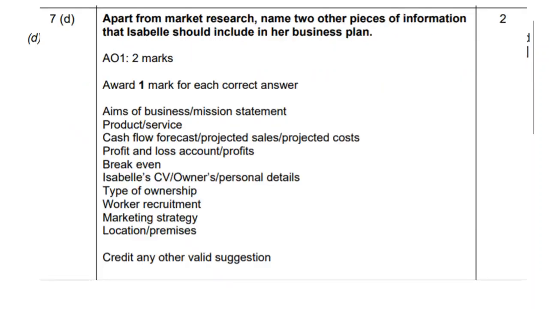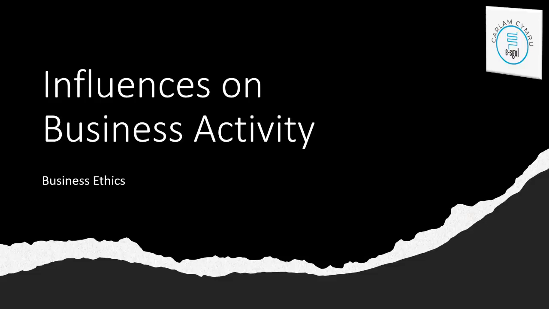So the answers should have been things like business aims and objectives, mission statements, product, service, cash flow, financial section, even if you want to put a general term, financial. It could be a marketing section as well, profit and loss, break even, type of work, type of ownership, marketing strategy, things like that would be accepted.